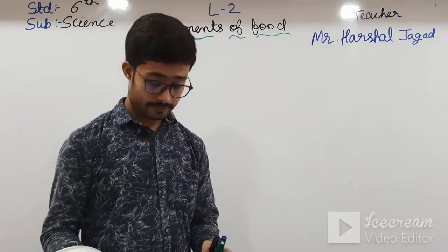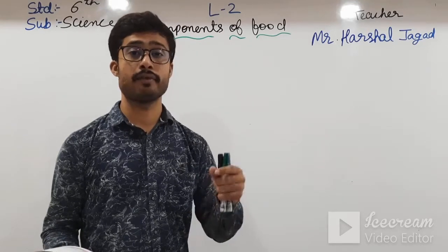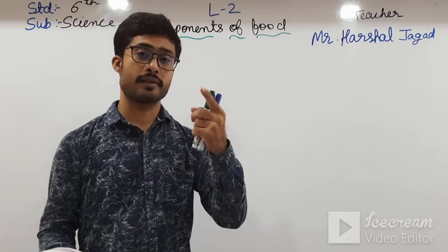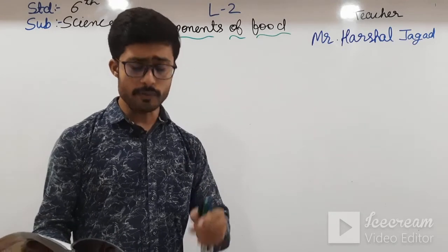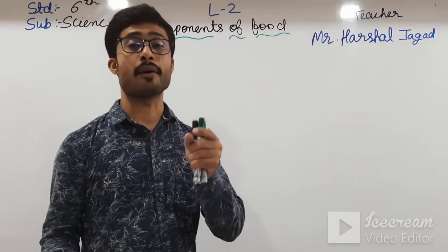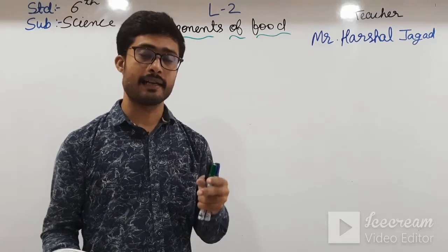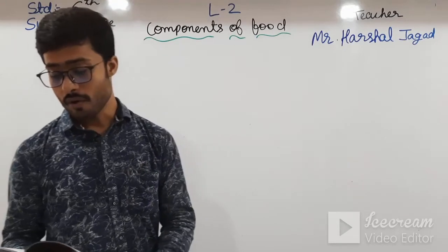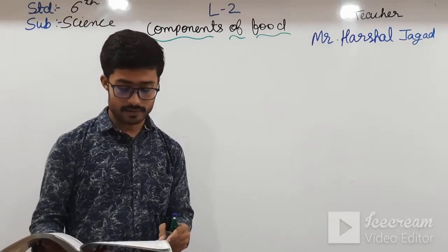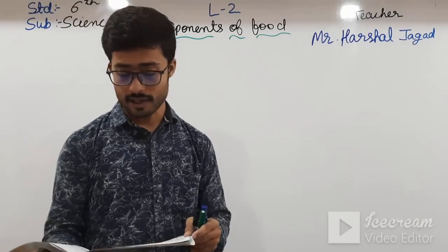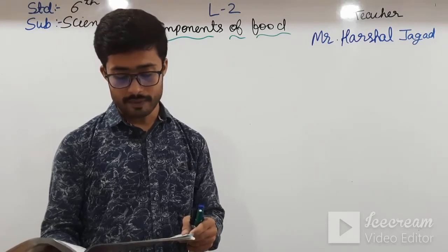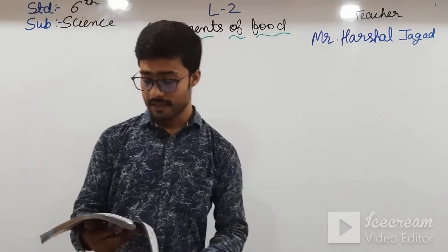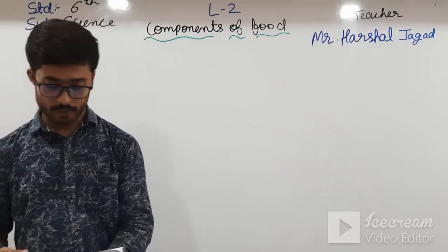Okay students, then we have seen fats. There are 2 types of fats that we have seen. First, the fats which are mostly solid at room temperature, and second, the fats which are liquid at room temperature. Some examples: solid at room temperature is butter, and liquid at room temperature is vegetable oil.